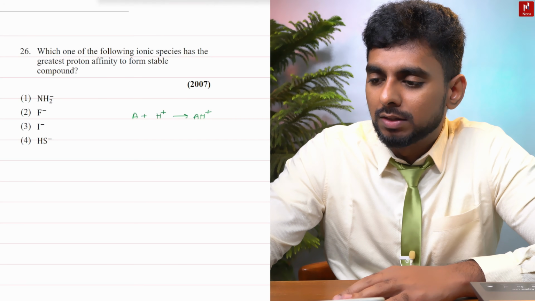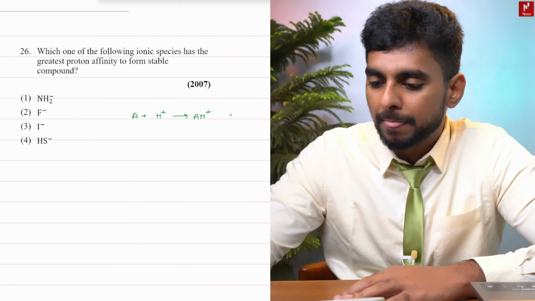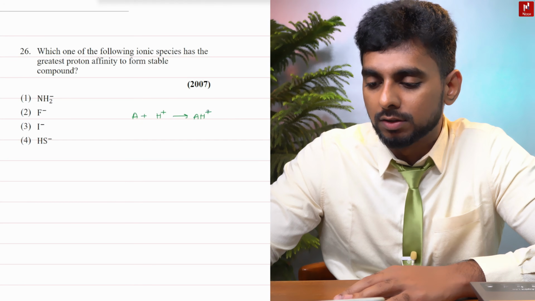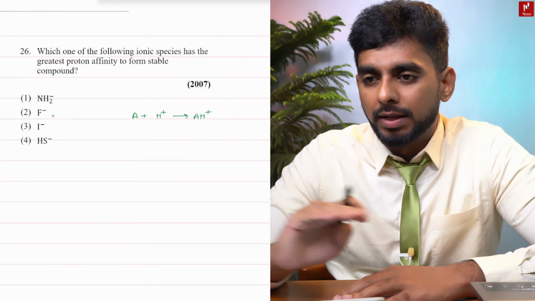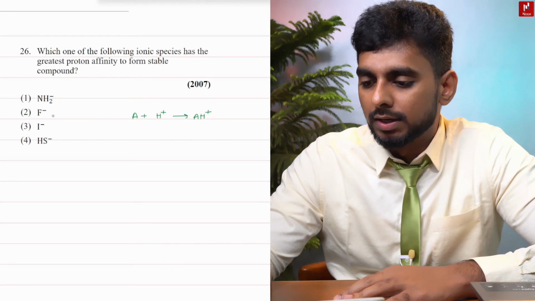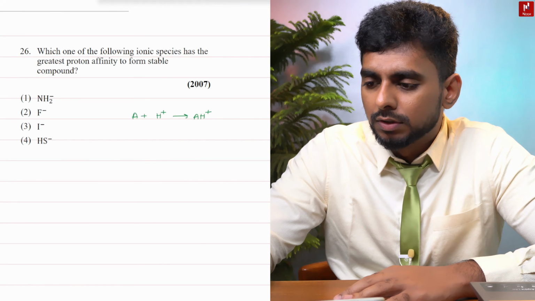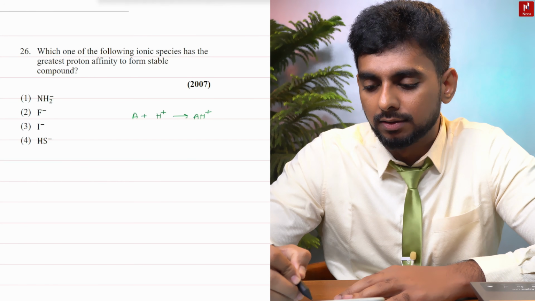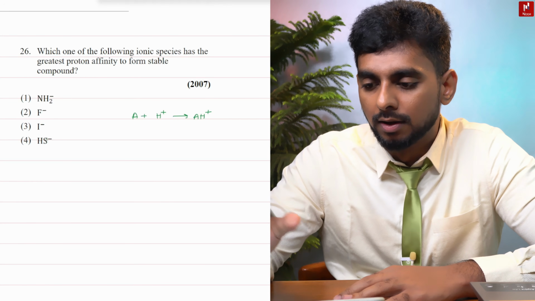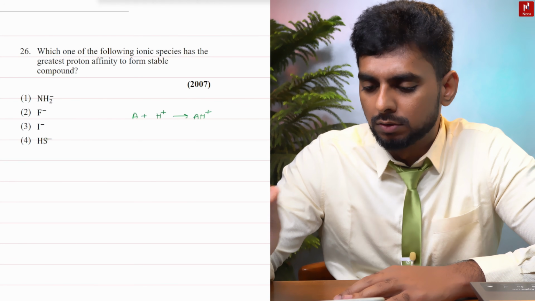So here I just need to get which one has the lowest electronegativity, right? That's what I need to get. Even here, across the period it's going to increase, and down the group it's going to decrease, right? So first let me arrange it. Leave the hydrogen. So nitrogen, fluorine, iodine, sulfur. This is the one that's going to pull the positive charge towards itself.